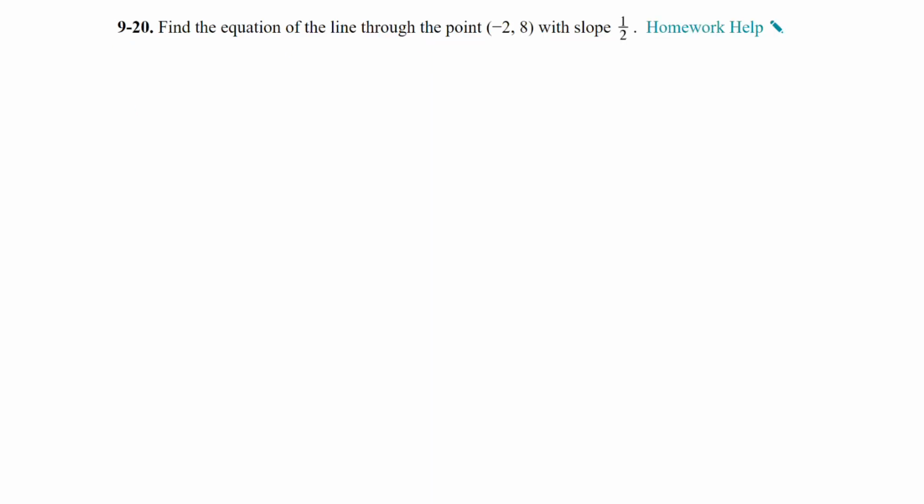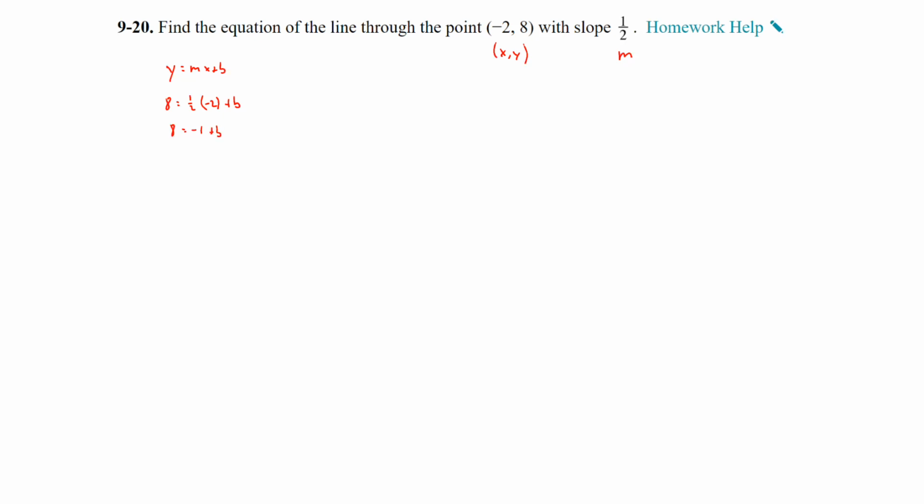Question 20. Find the equation of the line through the point negative 2, 8 with a slope of 1/2. So going back to linear equations, we know that the slope is 1/2, so that's your m, your rate of change. We also have a point x, y that the line goes through. So we're going to plug in the information that we have. y is equal to 8, m is 1/2, x is negative 2, and that'll allow us to solve for b, which is the y-intercept.